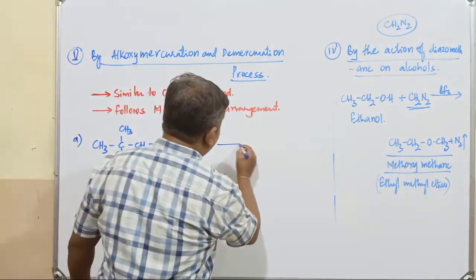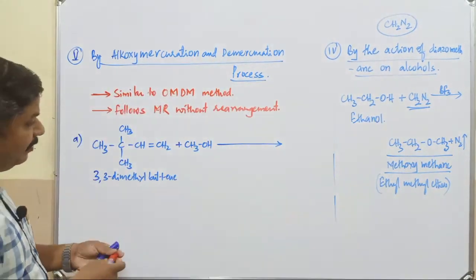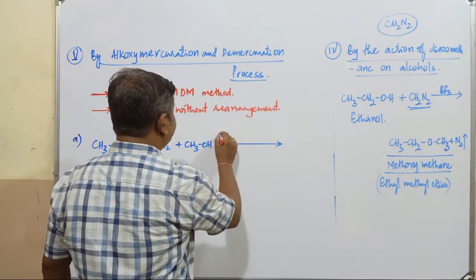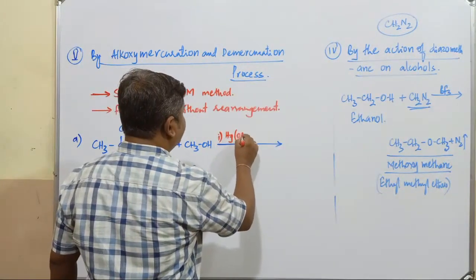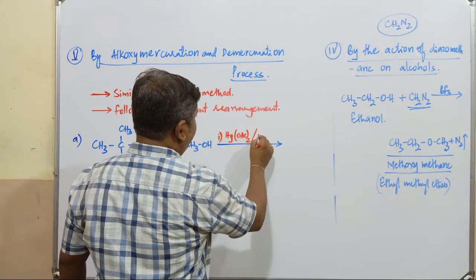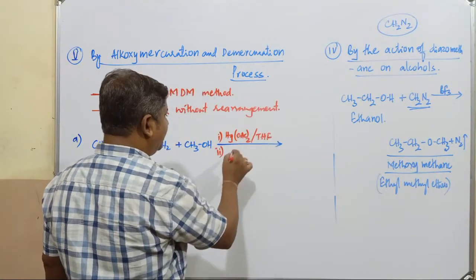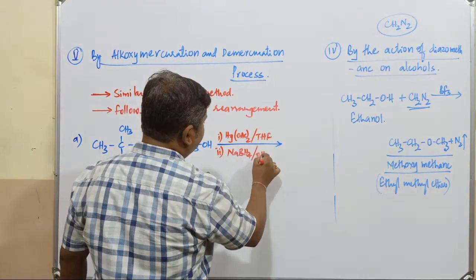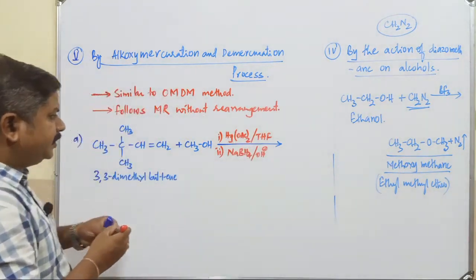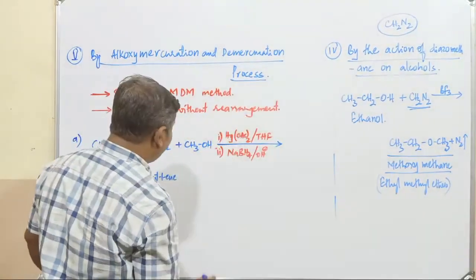In presence of reagents, the same type of reagents should be used here as in oxymercuration, demercuration. It is Hg(OAc)2, mercuric acetate, in presence of THF. The second set is for the demercuration process: sodium borohydride, in alkali medium. It follows Markovnikov's rule without any type of rearrangement.